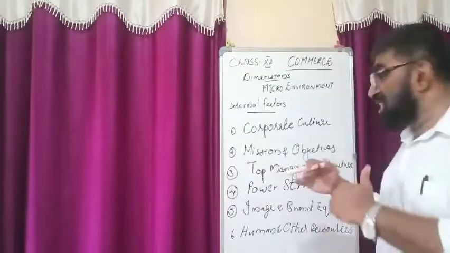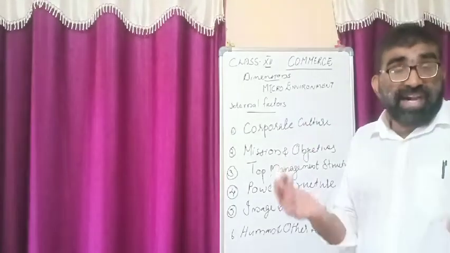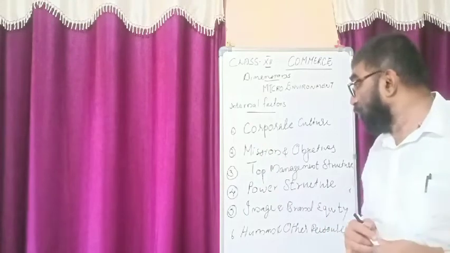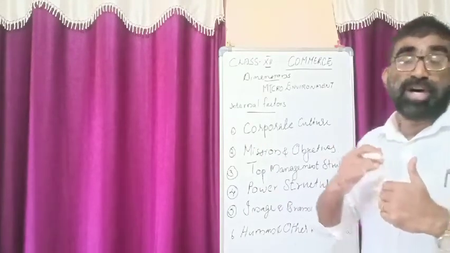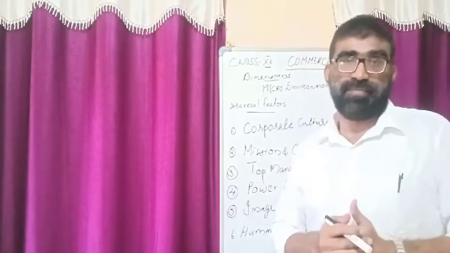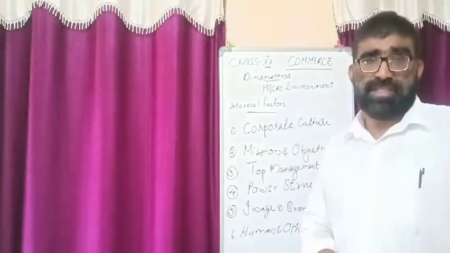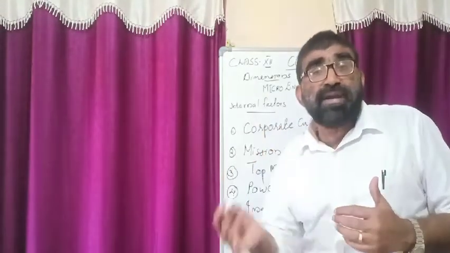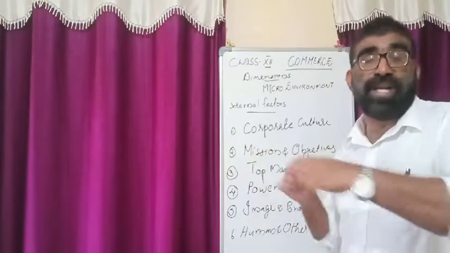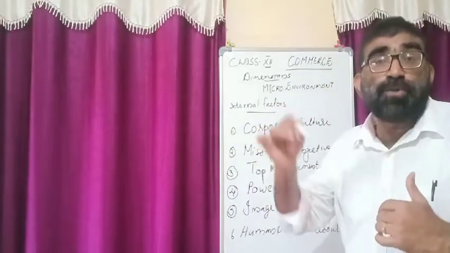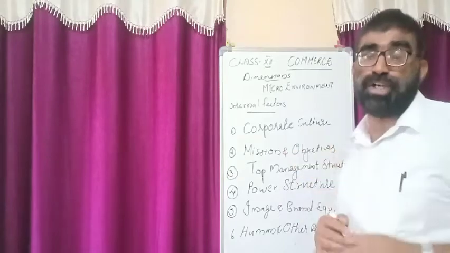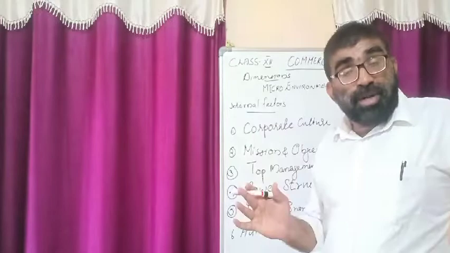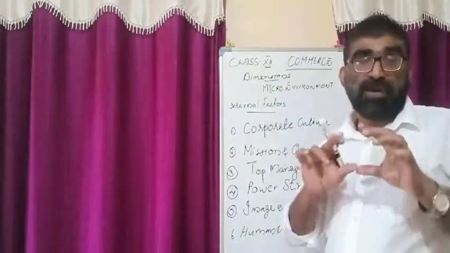And another type of company, widely held companies. In widely held companies, a minority of the shares is owned by the promoters or the founders. The majority of the shares are given to the public. So in such companies, the nominees of the financial institutions control the board of directors, because the majority of the shares are owned by these financial institutions. So this top management structure has an important bearing on decision making and functioning of the company.